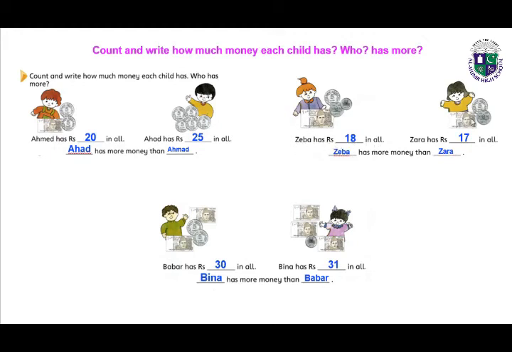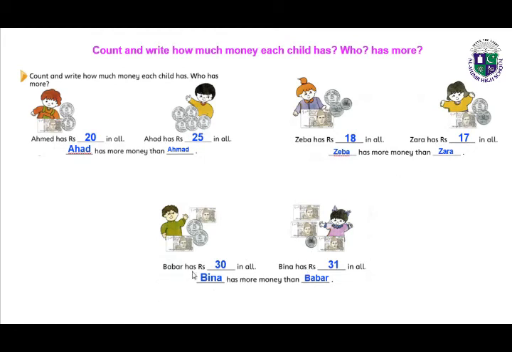And Zara has one bank note of 10 rupees, a 5 rupee coin and a 2 rupees coin, and these are 17 rupees. So Zara has 17 rupees and Zeba has 18 rupees in all. So Zeba has more money than Zara. You can see Zeba has 18 and Zara has 17 rupees. 18 is more than 17, so Zeba has more money than Zara.